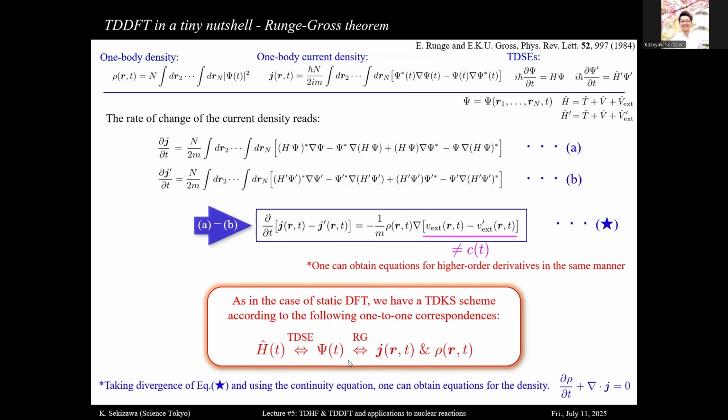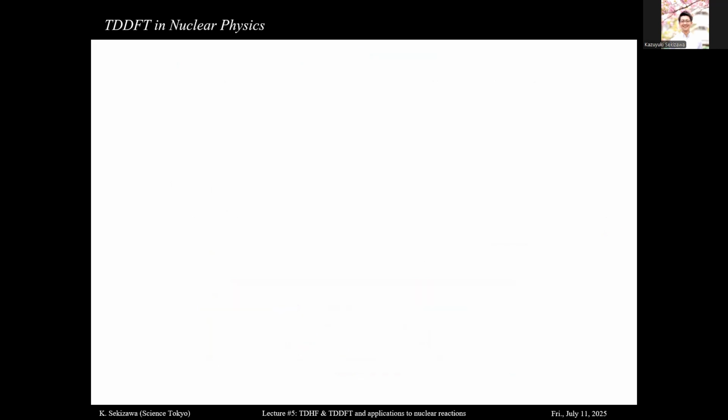And in principle, you can solve the time-dependent Schrödinger equation, and the Hamiltonian and psi are related to each other. So it provides us the correspondence between the one-body density and current density, and the many-body wave function psi. Okay, so this is the basic theorem behind time-dependent density functional theory. This is a bit different from the Hohenberg-Kohn theorem, but in this way we can show the correspondence between psi and the densities.